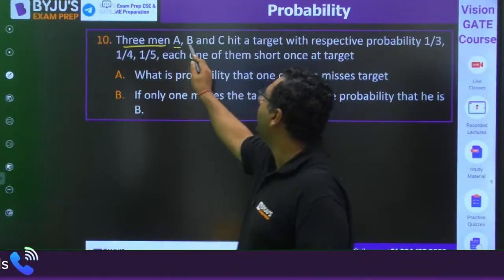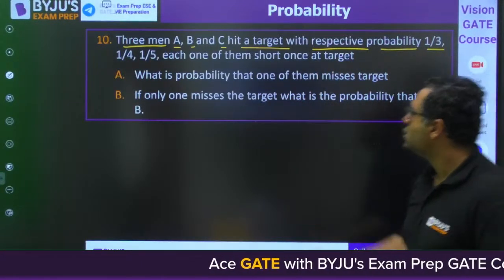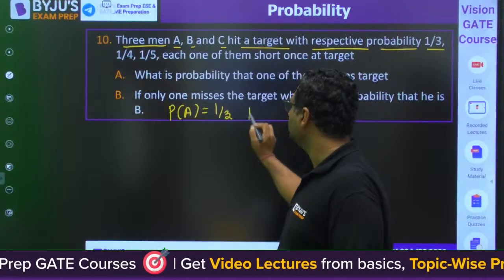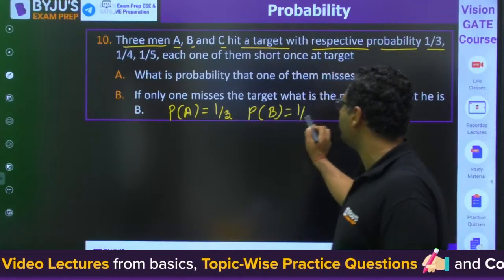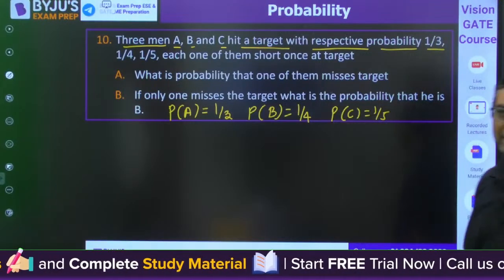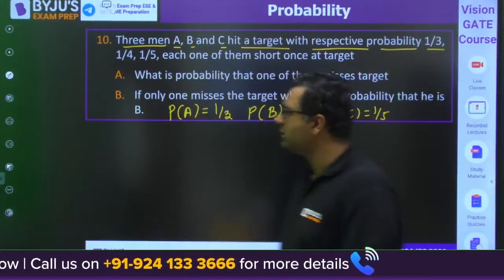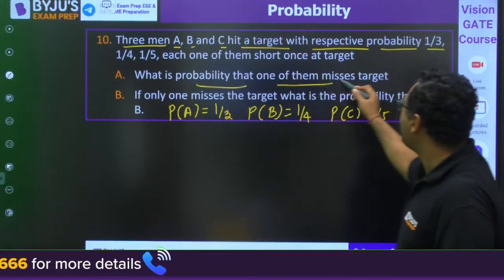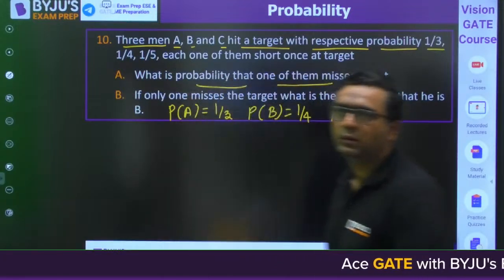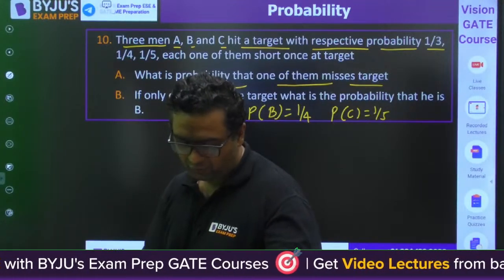3 men, A, B and C, hit a target with respective probability of 1 by 3. So probability that A will hit a target is 1 by 3. Probability of B will hit the target is 1 by 4. Probability of C will hit the target is 1 by 5. When A is hitting, B is hitting, C is hitting, they are independent events. What is the probability that one of them misses the target? Solve it. Let us see how many of you give the right answer for this one.